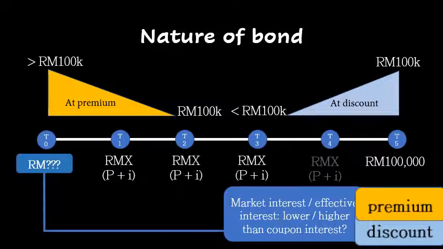So to calculate the bond value at inception, it will be the present value of each payment made at the end of every period, the coupon payment, and at maturity, the nominal amount and the final coupon payment.